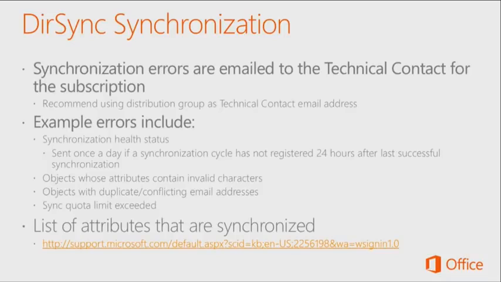So if you've synced, you had maybe a big long name, you're going to get an error that they can't sync: duplicate conflicting email addresses, and if your sync quota limit is exceeded. And there's a link here to all of the attributes that are supported. So for every app that is synchronized, all 100+ attributes are linked there.